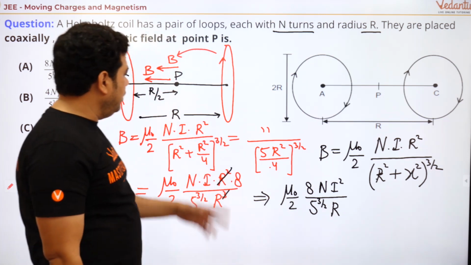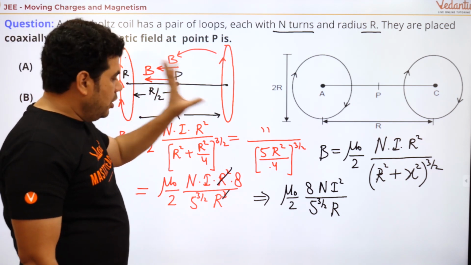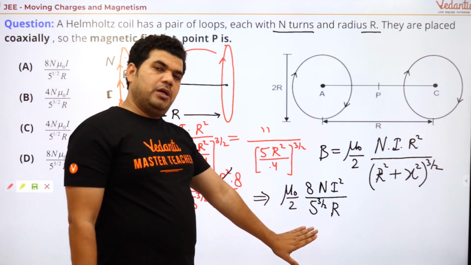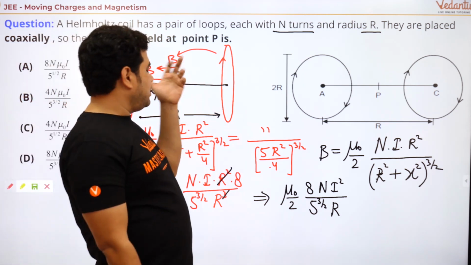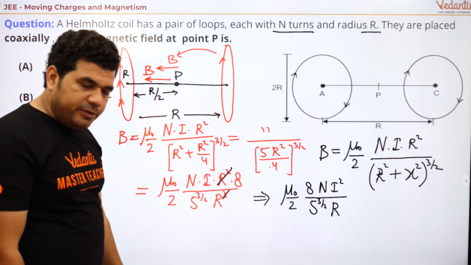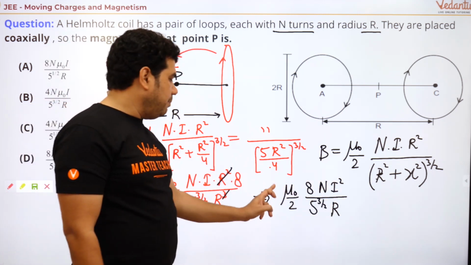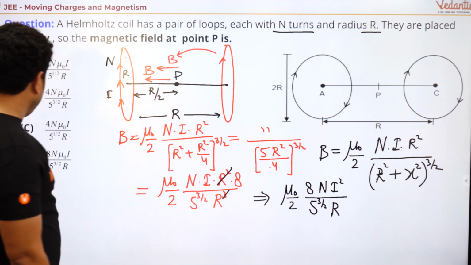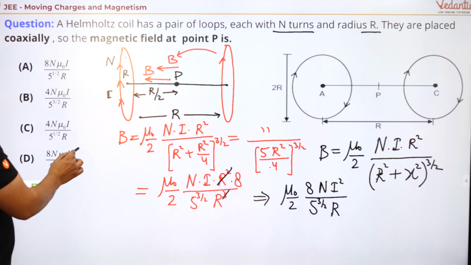And all are symmetric, all the distances are r by 2, current is the same. So we have this one. Also for this and this, if they are in same direction then we have to add. When we add these, we have to multiply it by 2. If we multiply it by 2, then what we have here? See the answer, see the options. Answer is this one.